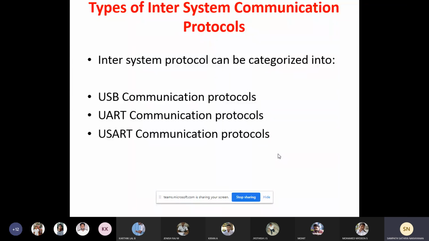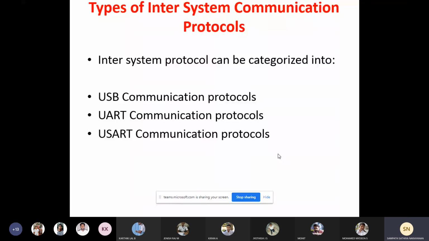Some of the important communication protocols used for inter-system are the universal serial bus, USB, and UART, which is nothing but universal asynchronous receiver and transmitter, and USART, universal synchronous asynchronous receiver and transmitter.